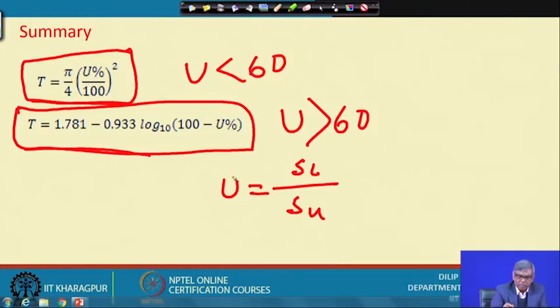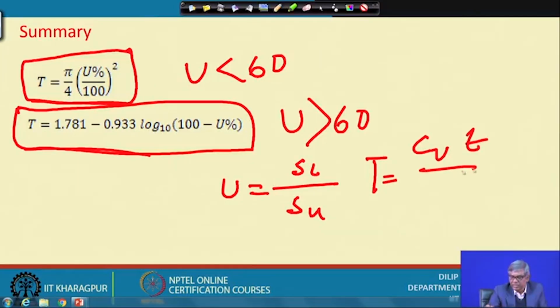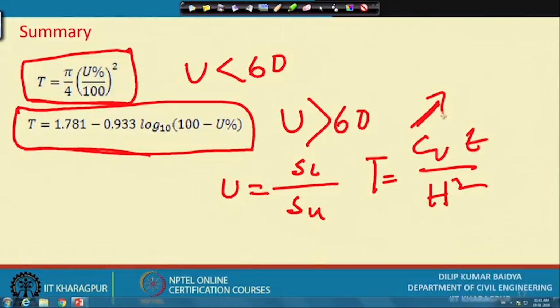So if it is 60% settlement, how much time will it take, or 80% settlement? That means you can get different degrees of consolidation and different time factors, and the time factor is related to Cv t by H squared. Cv is the coefficient of consolidation, t is the time required to reach a particular degree of consolidation, and H is the thickness of the drainage path.